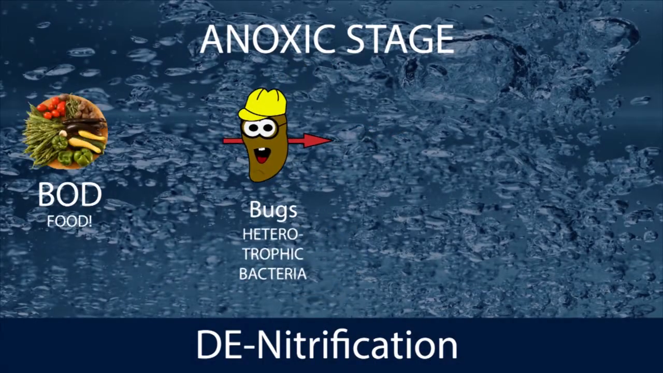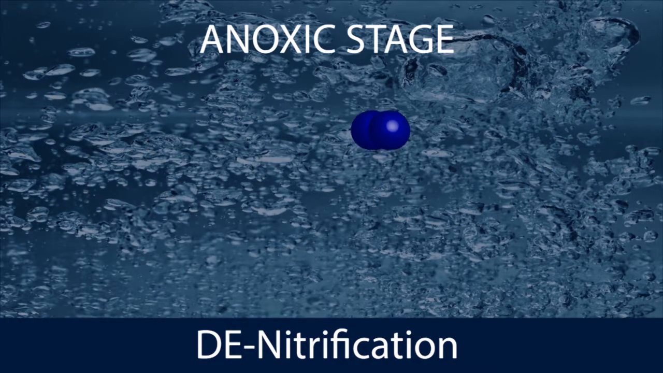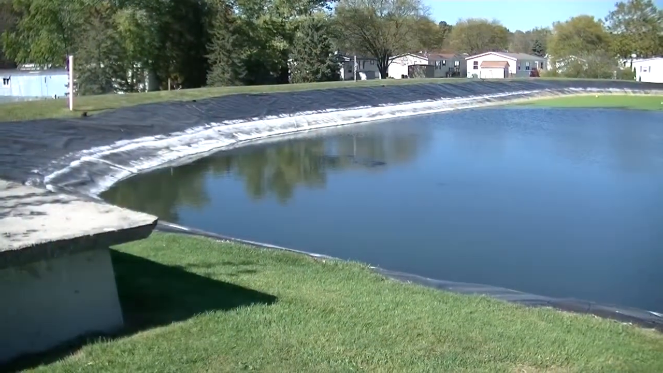This critical environment, where DO is not present but nitrates are, is referred to as anoxic and is absolutely required for denitrification. These bugs take the BOD and nitrate to produce energy, base, and nitrogen gas. The nitrogen gas floats in tiny bubbles to the surface and into the atmosphere.